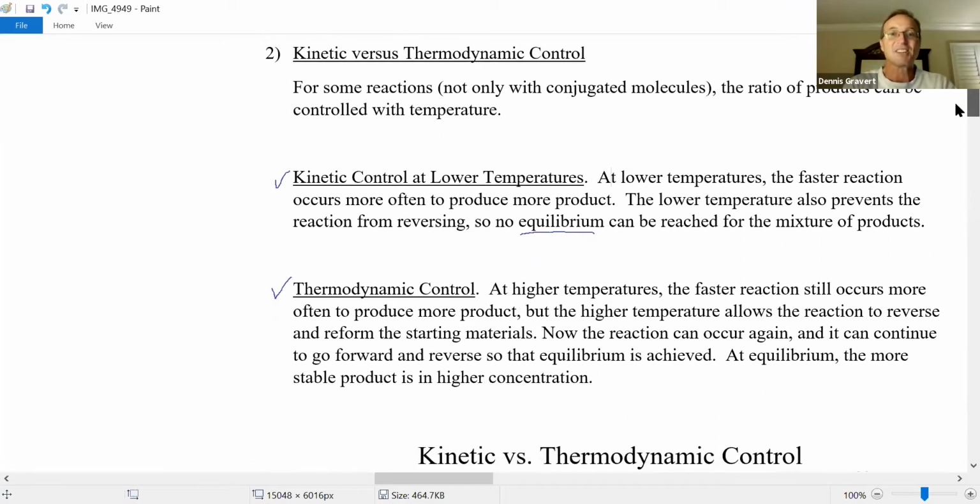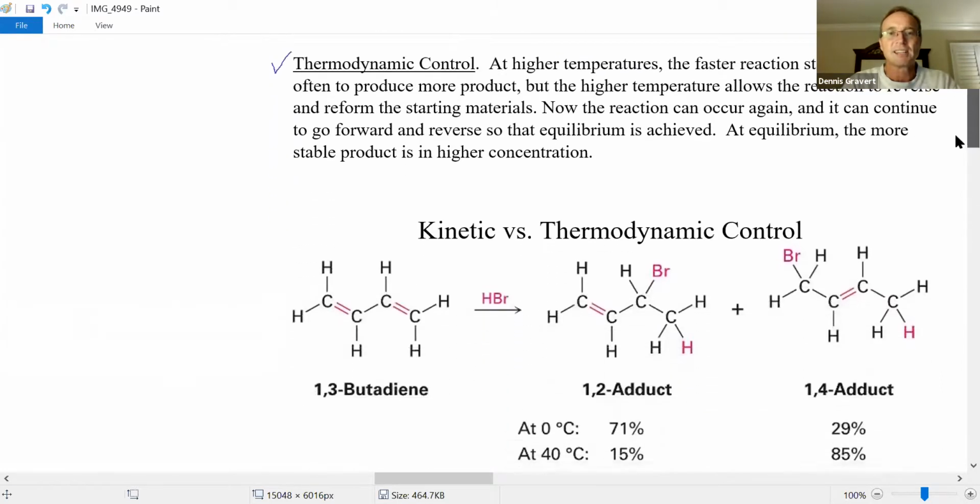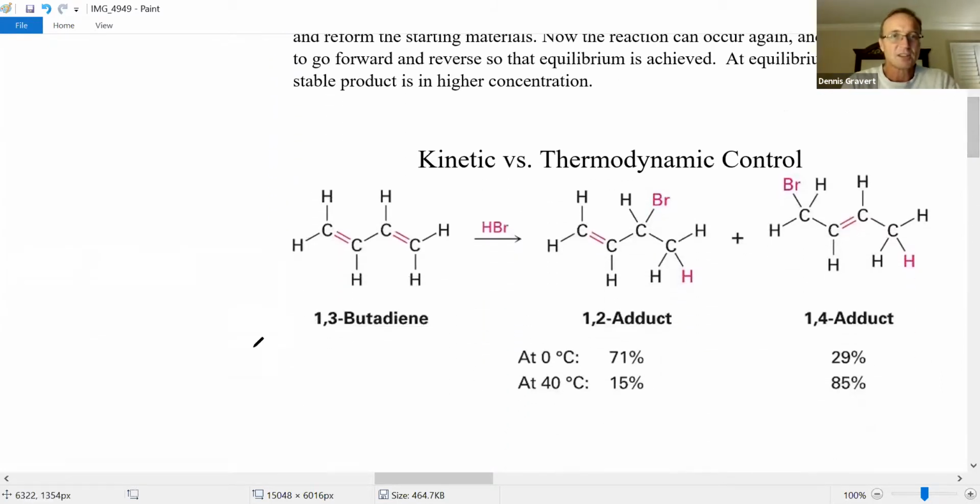If you didn't catch all that, you could rewind it, but stay with me. We'll look at it again in a little more detail. Here's the specific case: 1,3-butadiene reacting with 1 equivalent of HBr, and at ice water temperature, you get 71% of the 1,2 product, the kinetic product.